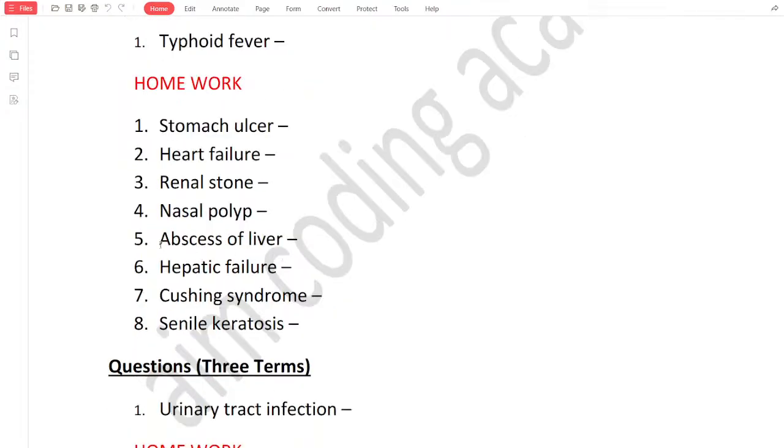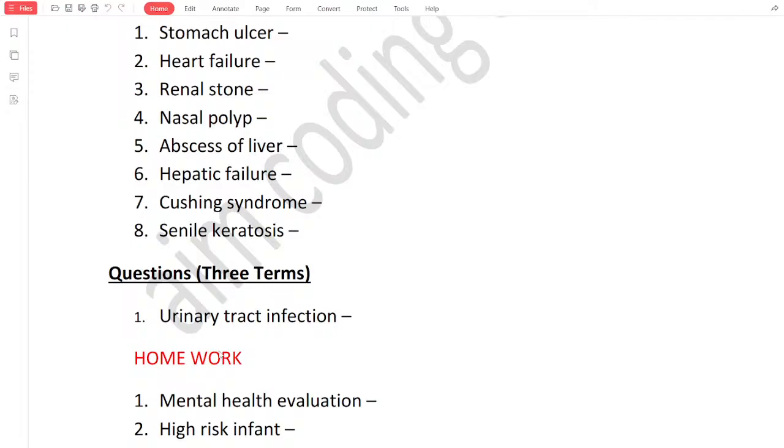Abscess of liver means abscess. Take the code of abscess. And hepatic failure, take the code of failure, then you can see the hepatic failure. Cushing syndrome, take syndrome, then you have to see the Cushing syndrome. And senile keratosis, take the code of keratosis and you can see the senile keratosis under the keratosis. So take these codes also. This is some homework for you. And next is three-term questions.